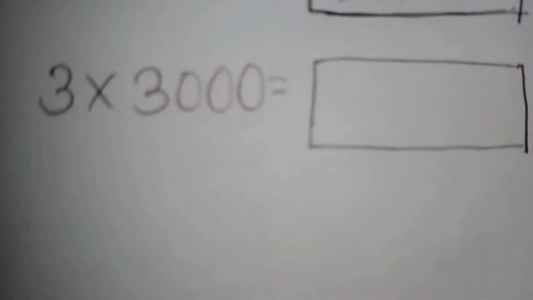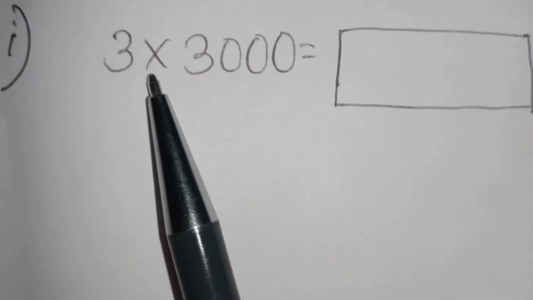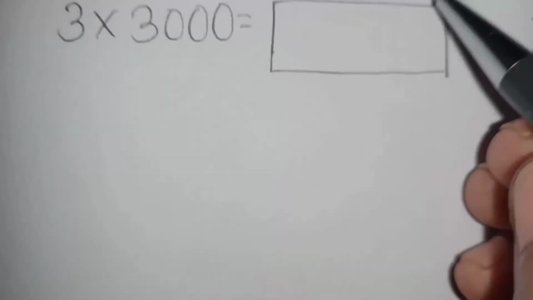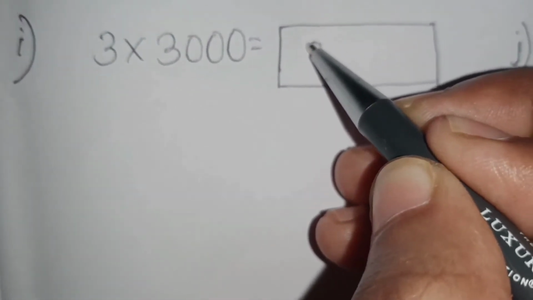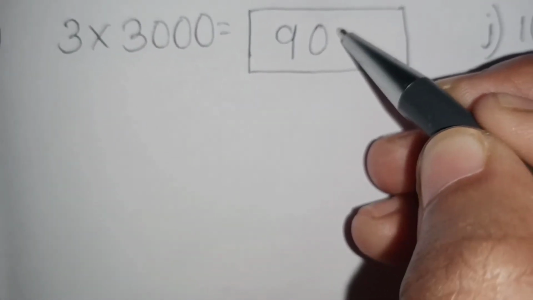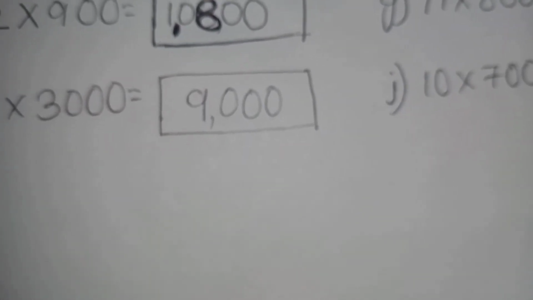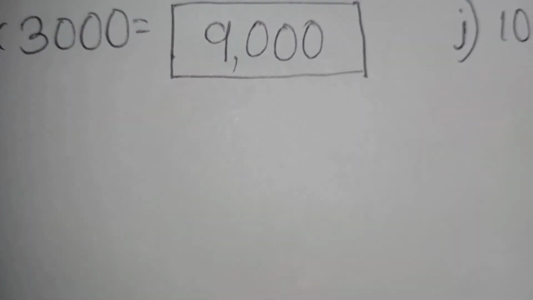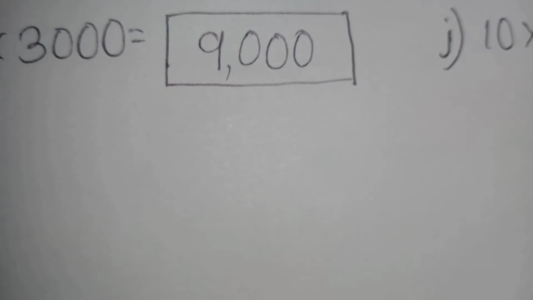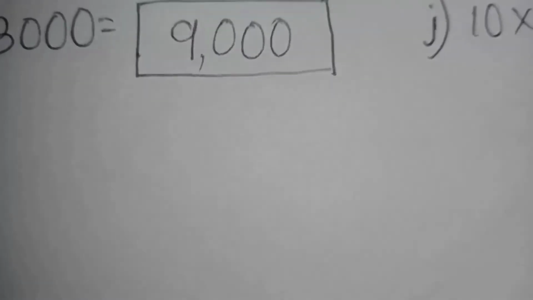Now let's move to the next one. It is question number I. 3 into 3,000. So 3 3 ja how much? 3 3 ja 9. And then we will add these three zeros. Put the comma also. If you put the comma, it will become easier for you to read the number.